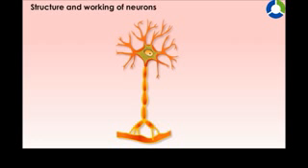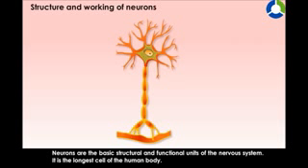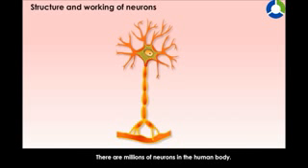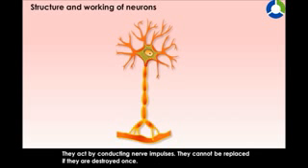Structure and working of neurons. Neurons are the basic structural and functional units of the nervous system. It is the longest cell of the human body. There are millions of neurons in the human body. They act by conducting nerve impulses. They cannot be replaced if they are destroyed once.